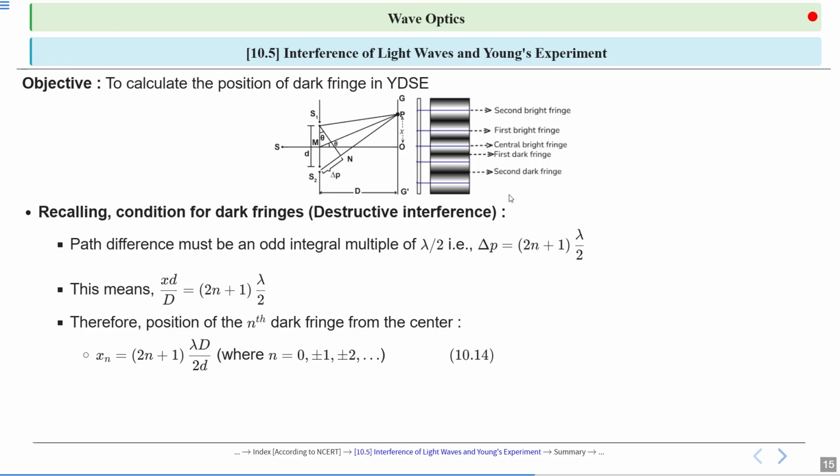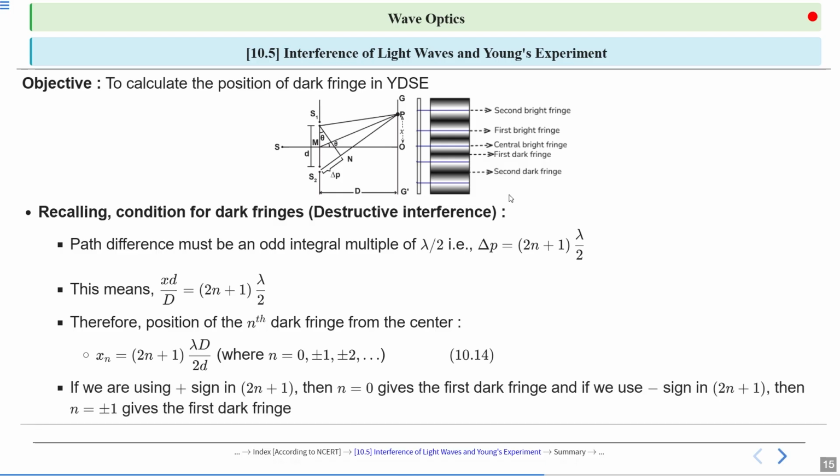So if we are using the plus sign in 2n plus 1, then n equal to 0 gives the first dark fringe. 2n plus 1 becomes 1 if we put n equal to 0. So x0 will represent the position of the first dark fringe, that is lambda capital D upon 2d. If we are using the negative sign in 2n plus 1, it will become 2n minus 1.